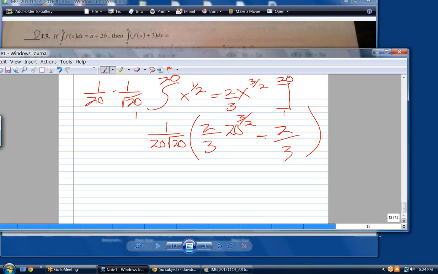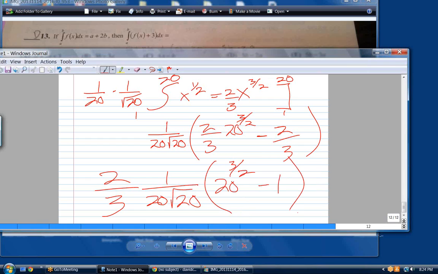I'm now going to factor out a 2/3, multiplied by 1 over 20 times root 20, leaving behind 20 to the 3 halves minus 1. You with me? Okay.